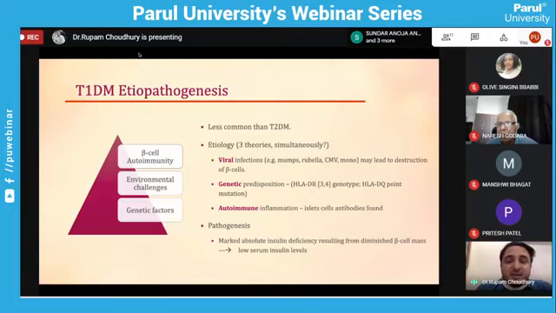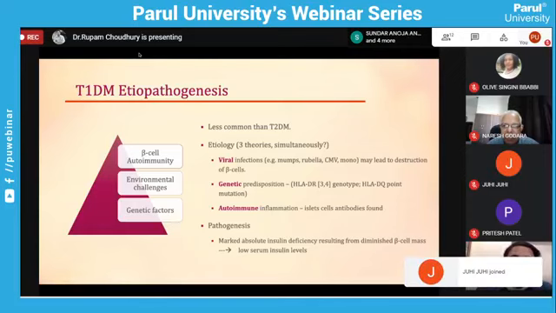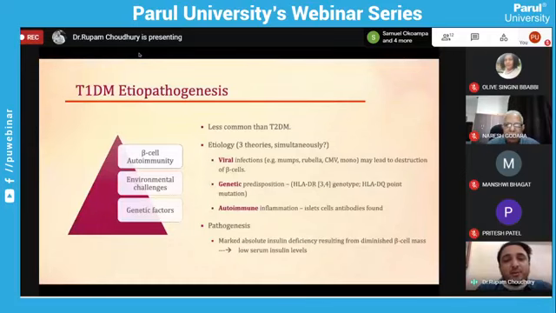Etiologies, there are 3 theories. Although the pathophysiology and etiology of type 1 diabetes is still not clear, these theories are: viral infection in early phase of life, like mumps, rubella, CMV, mono infections, which may lead to destruction of beta cells. There are also genetic predispositions like HLA-DR3 and 4 genotype and HLA-DQ point mutations, which also contribute and can make a patient suffer from type 1 diabetes. And of course, we have autoimmune inflammation that leads to islet cell antibodies, and those antibodies kill the beta cells, and then we have absolute insulin deficiency.